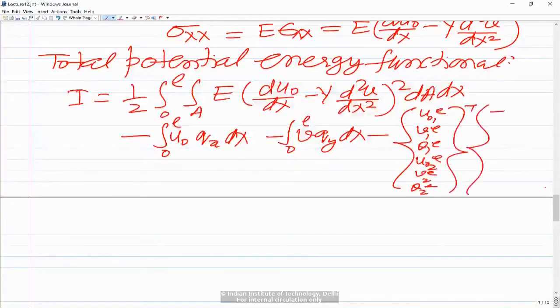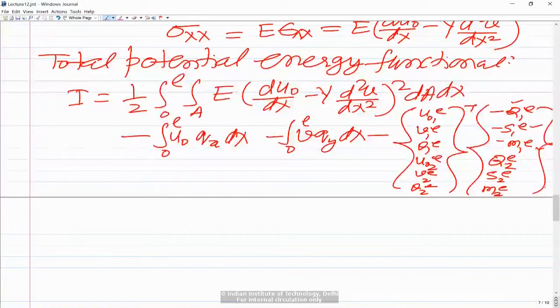These degrees of freedom transpose into all the internal forces. So we have minus q1 e, then s1 e, minus S1E, minus M1E. These are the axial force, shear force and bending moment on the left side of the element, and then the axial force, shear force and bending moment at the right end of the element. So this is what is going to be the total potential energy functional.